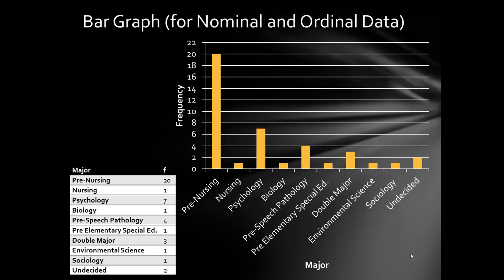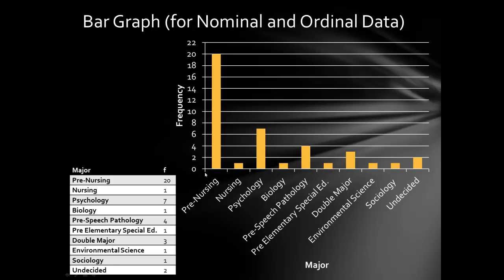So before I go into details about how to construct these graphs, I just want to point out some different aspects of the graphs. So the x-axis, that would be the horizontal axis at the bottom of the graph. You want to label the x-axis with whatever your variable is. In this case, I'm looking at all the majors that are in this specific Psych class, the Psych 210 class. So as you can see here, most of you guys are nursing students.